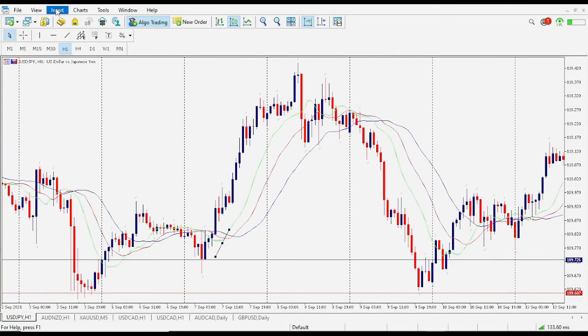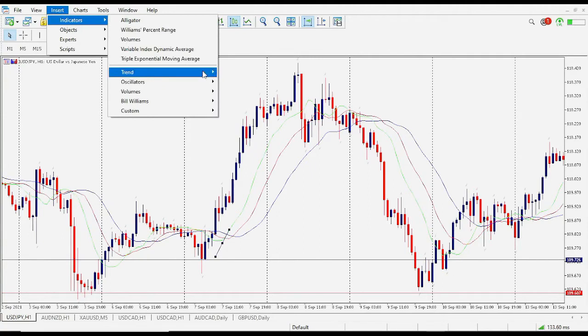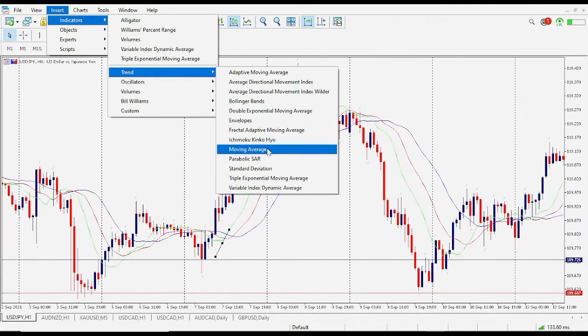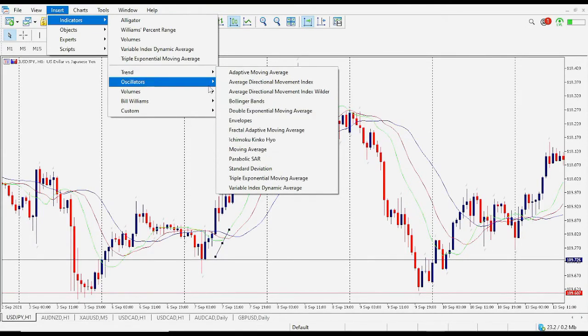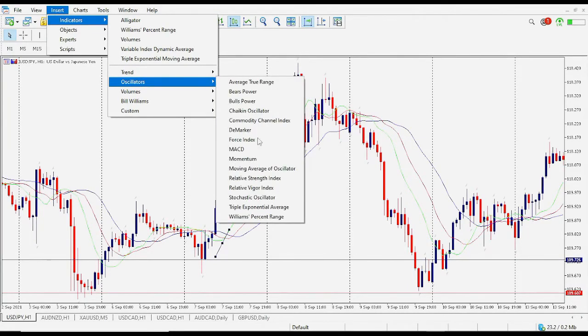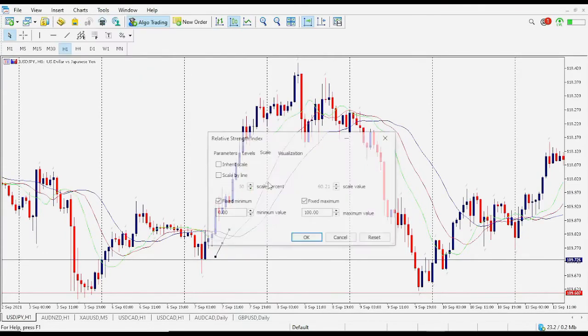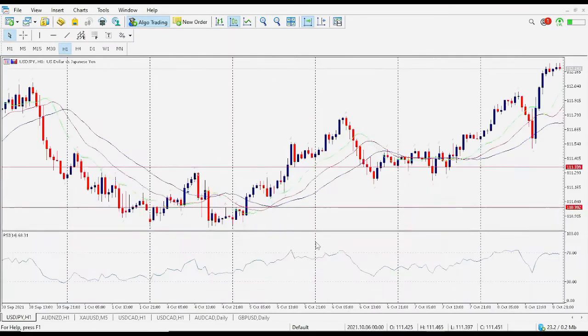Now let me now insert the RSI. This is an extra tip, but you don't need the RSI. The RSI is just some indicator that can give you an idea of reversals. All right, so where is the RSI? It's an oscillator, so it's called relative strength index, and when you click on it, just press OK.